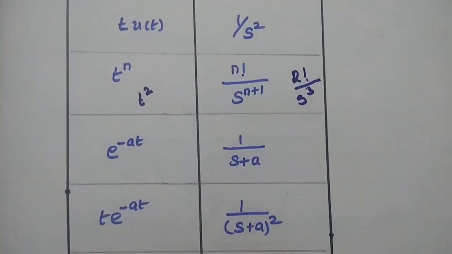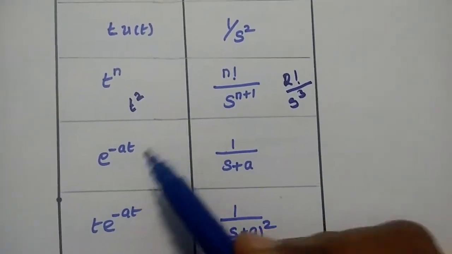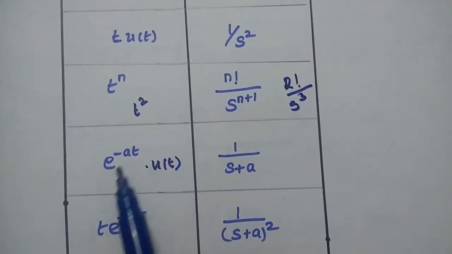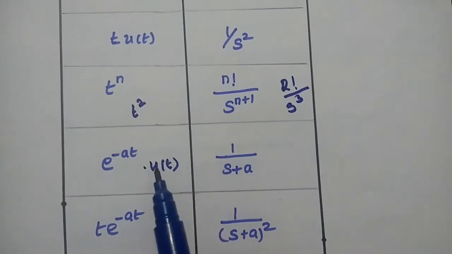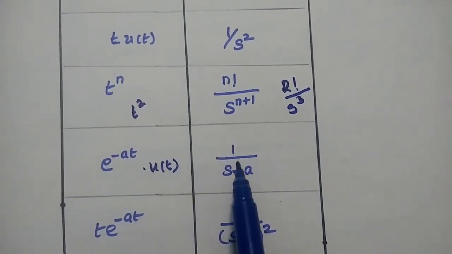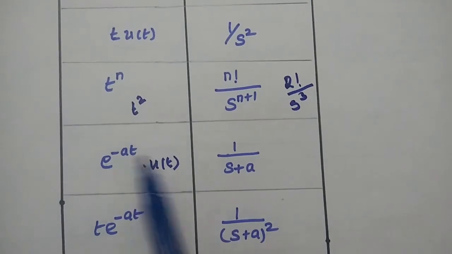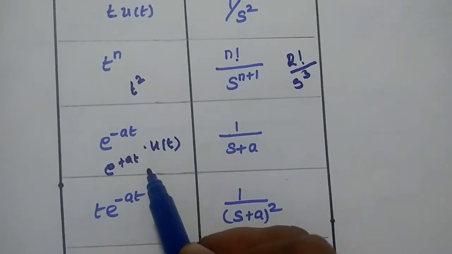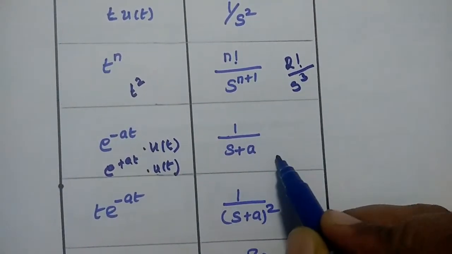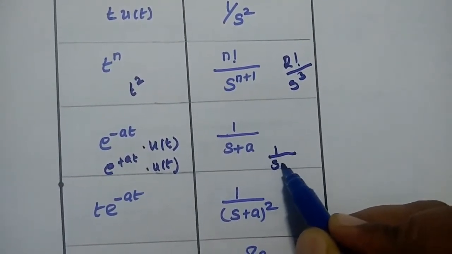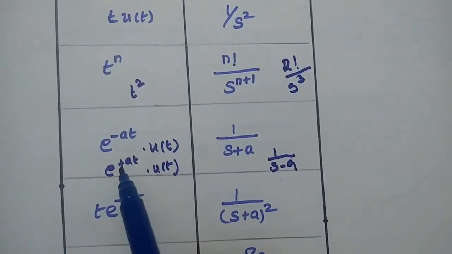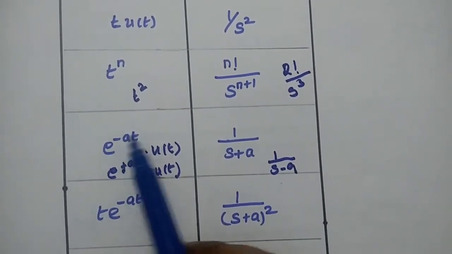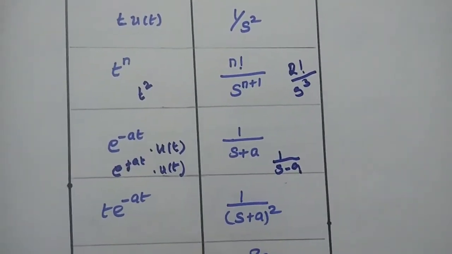Okay, so likewise e power minus at into u of t. Here you can consider u of t is common for all the terms. So e power minus at u of t means its Laplace transform is 1 divided by s plus a. Here minus means here it is plus. Suppose e power plus at u of t. So for this formula, the Laplace transform is 1 divided by s minus a. So here if it is plus, we can put minus in the denominator. If it is minus, we can put plus in the denominator.